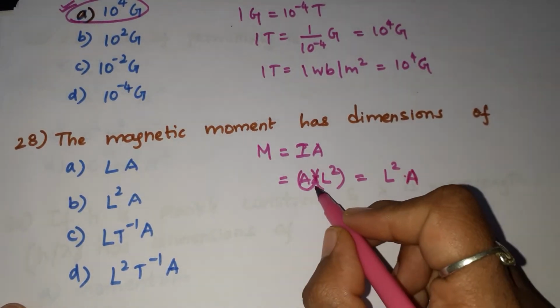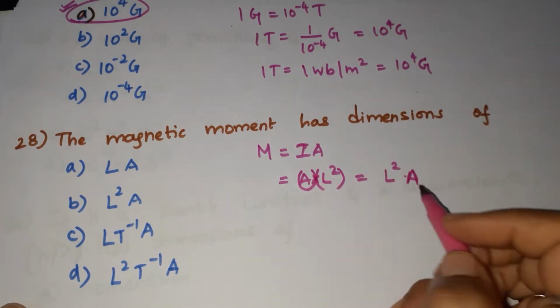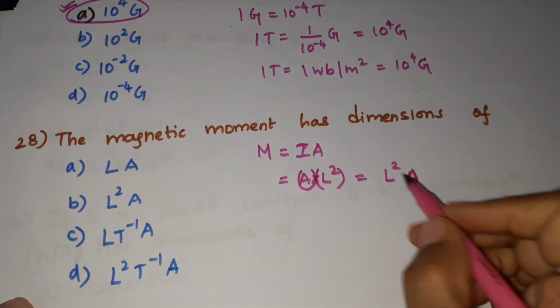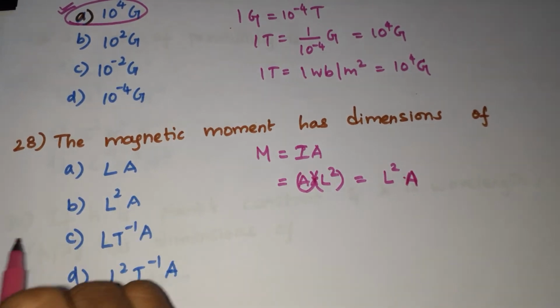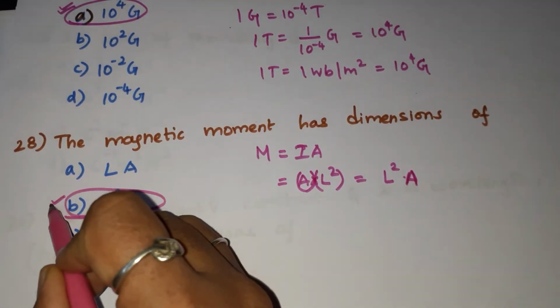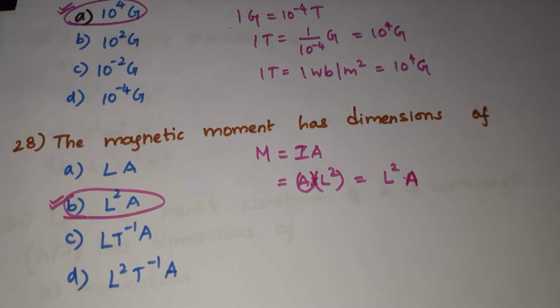Yes, area is nothing but meter square, right? Current is ampere. So we can take L square A. Please check the options. Yes, B option is correct for the 28th question.